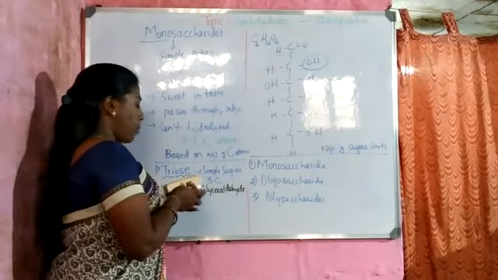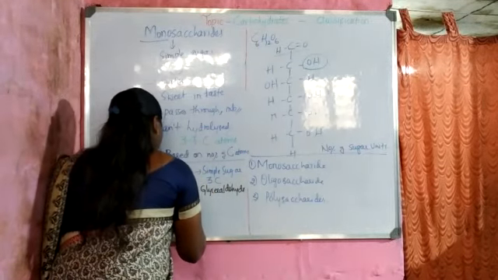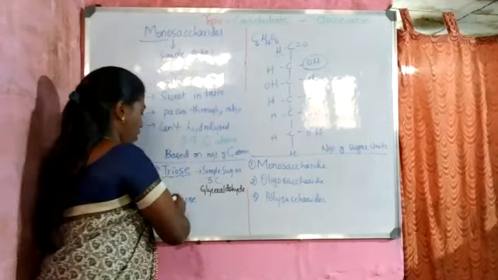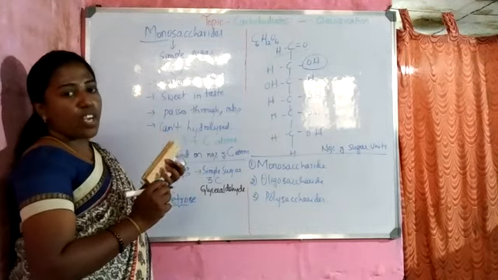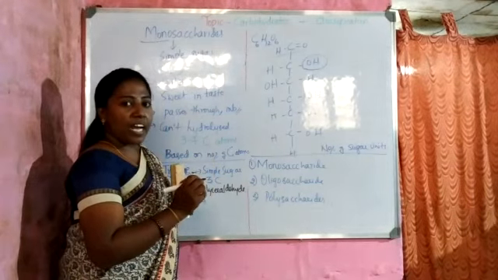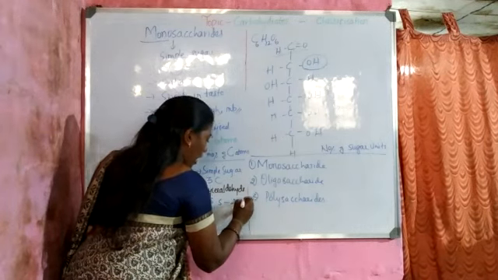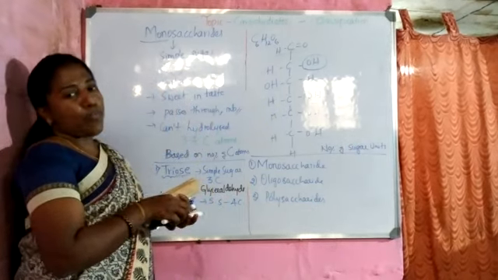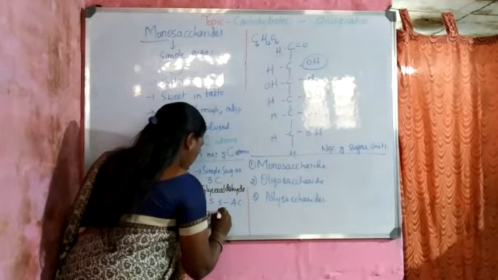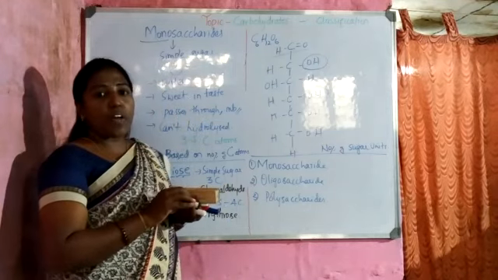The next monosaccharide we are going to discuss is tetrose. The term tetra represents 4. So these are simple sugars containing how many carbon atoms? 4 carbon atoms. Example for tetrose is erythrose. Erythrose can be found in case of blood.